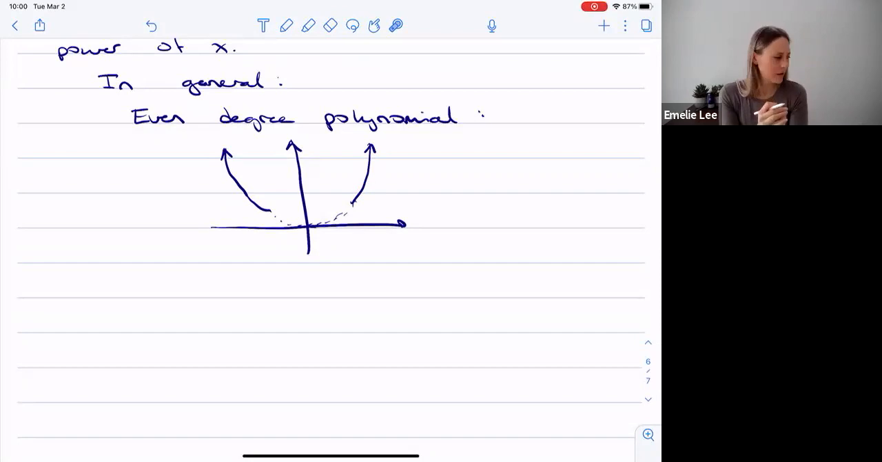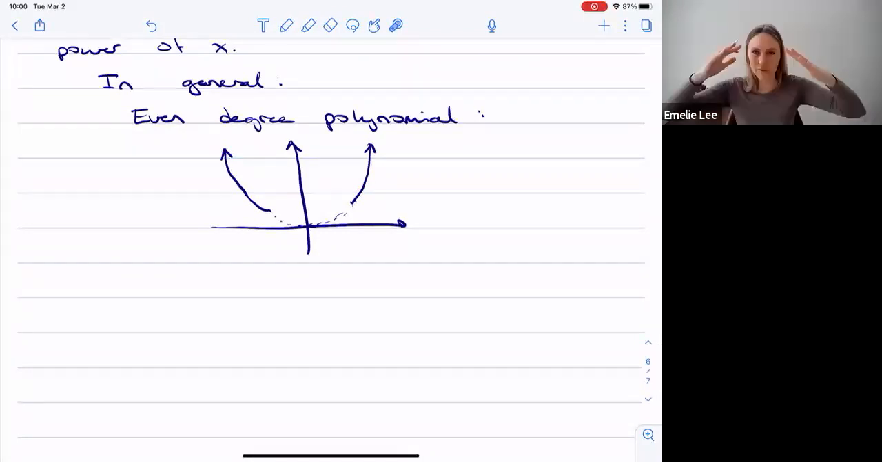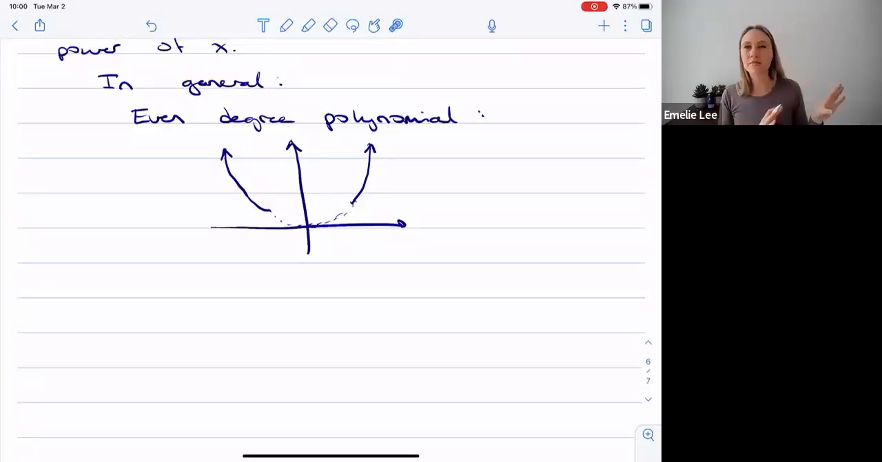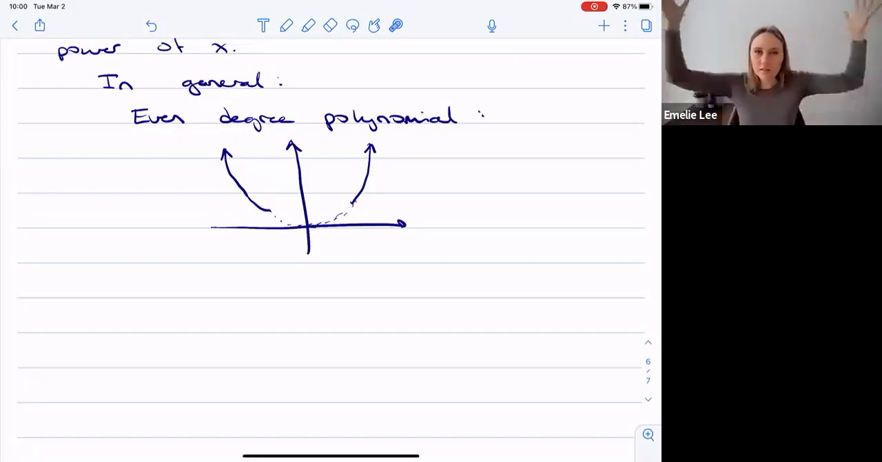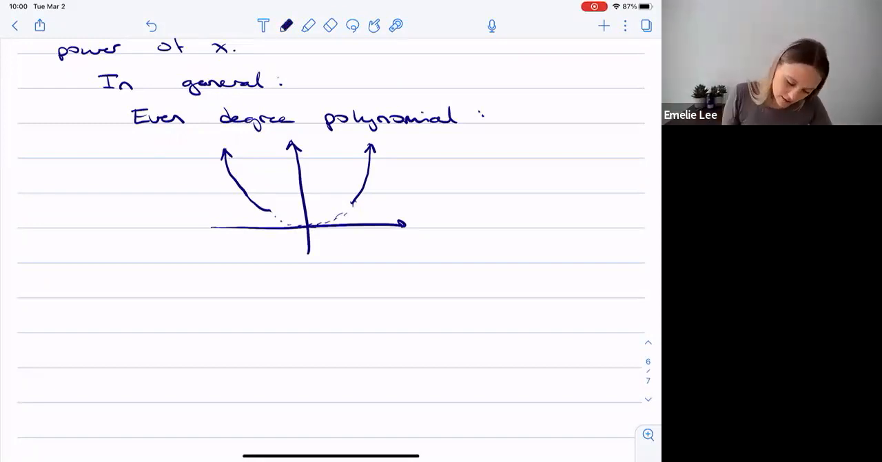Okay. Remember, I think we talk about it a little bit later, but if a in front is negative, then it's pointing down. But let's leave that for now. In general, we're getting started with these shapes. Okay, so if you have an even degree polynomial, it's going to look up like this.